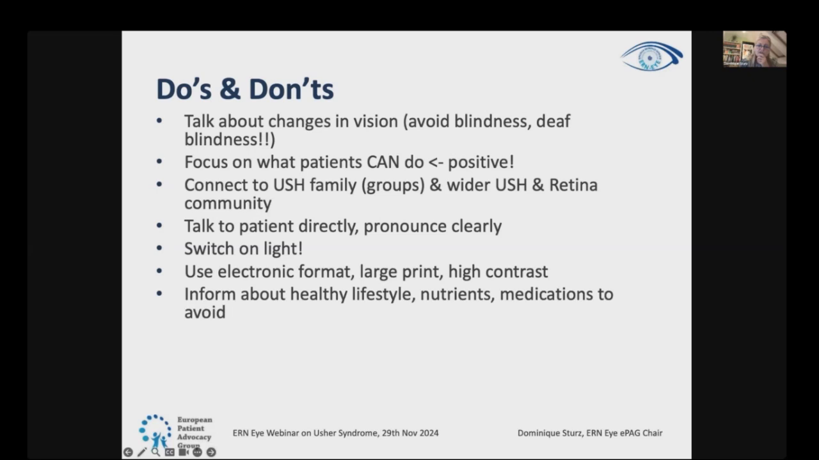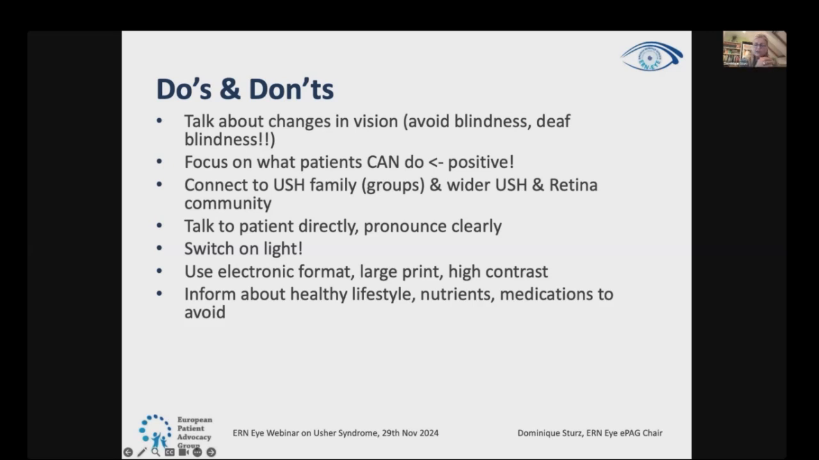And another thing that is relevant for patients is they want to have the feeling that they can do something, that they are not completely powerless or helpless. Maybe you also want to have that feeling when you have to deliver a negative or devastating message. It's good to talk about the importance of a healthy lifestyle, because there is something one can do at least to slow down vision loss, the progression of vision loss.